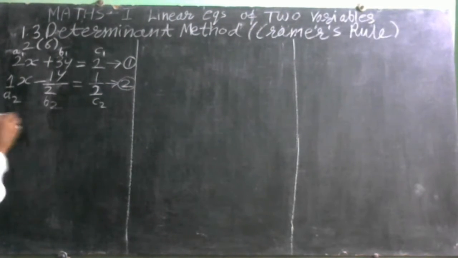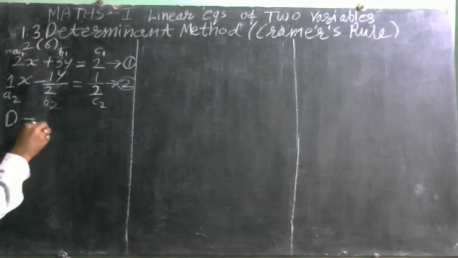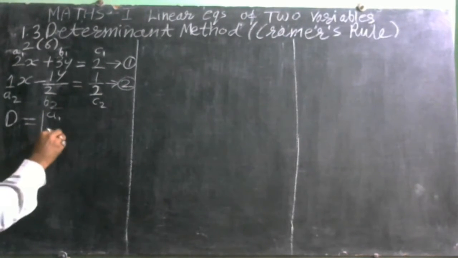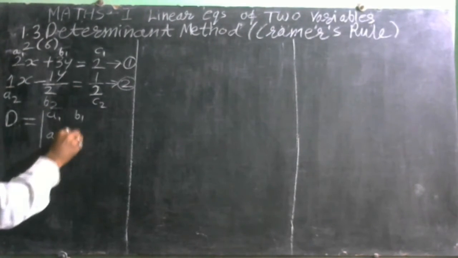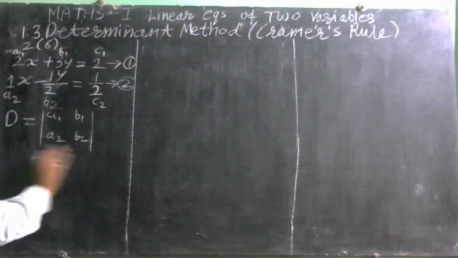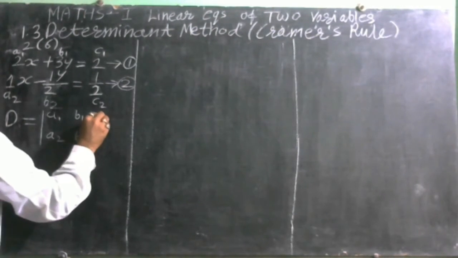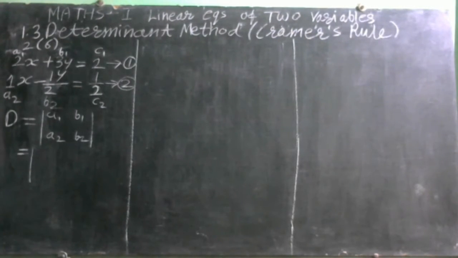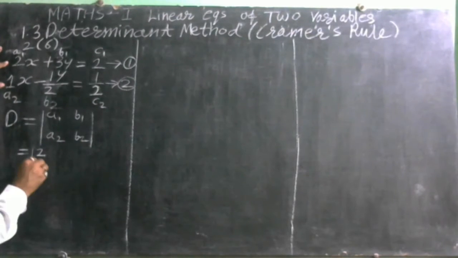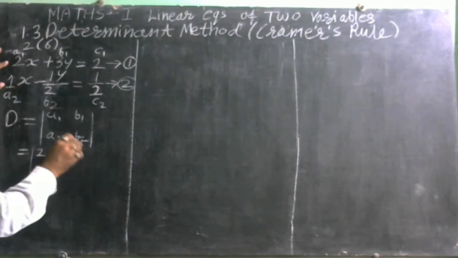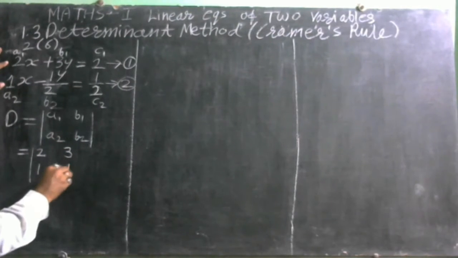Now first of all we have to find the value of D. D is the determinant of a1, a2, b1, b2. Now we have to put the values of a1, a2, b1, b2 here. What is the value of a1? That is 2. What is the value of a2? That is 1. What is the value of b1? That is 3. What is the value of b2? That is minus 1 upon 2.